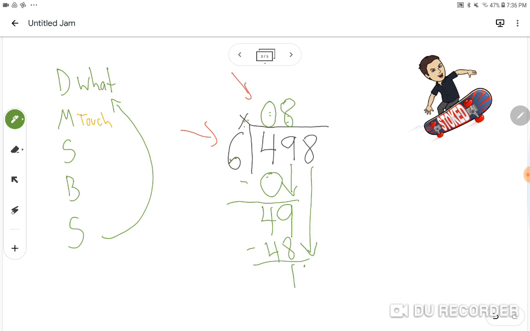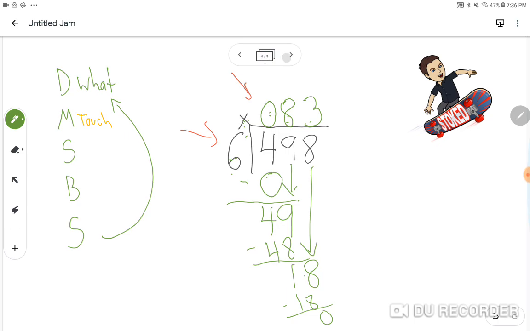Bring down your 8. Start over one more time. How many 6's go into 18? That's right. You already did it. 3. Touch it. 3 times 6 is 18. Subtract. You get remainder 0. Who's stoked? Me. Okay, last problem.